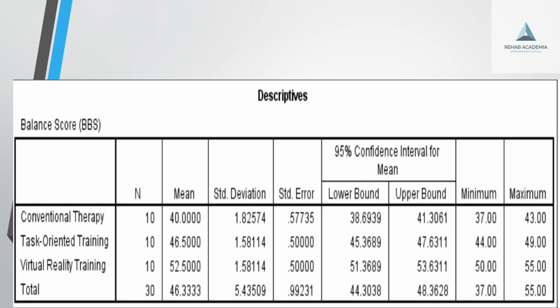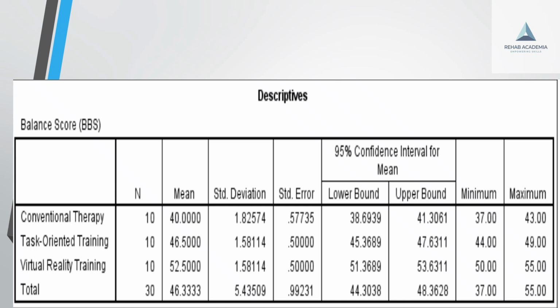Okay, so now we got our tables. Descriptive statistics for balance performances are presented in this table. Participants receiving conventional therapy demonstrated the lowest mean Berg Balance score, which is 40 with standard deviation 1.83, followed by those in the task-oriented training group with mean score 46.50 and standard deviation 1.58.